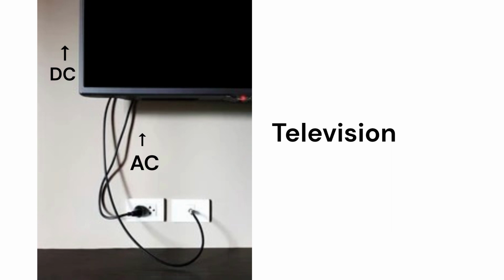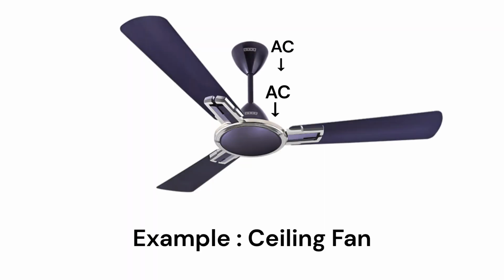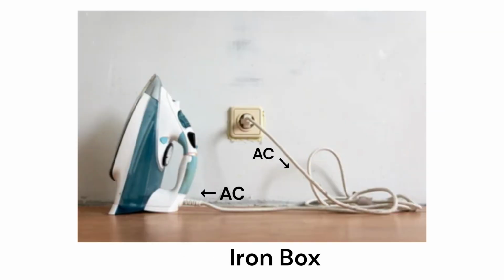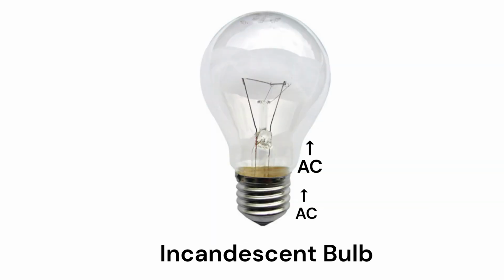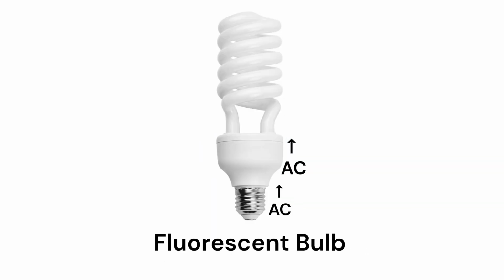Of course, in televisions some parts require AC power, so they use AC power. But most of the parts in a television use DC power, which is converted from AC to DC. Or the devices directly use the incoming AC power, such as ceiling fans, refrigerators, iron boxes, and some types of light bulbs, such as incandescent bulbs and fluorescent bulbs.